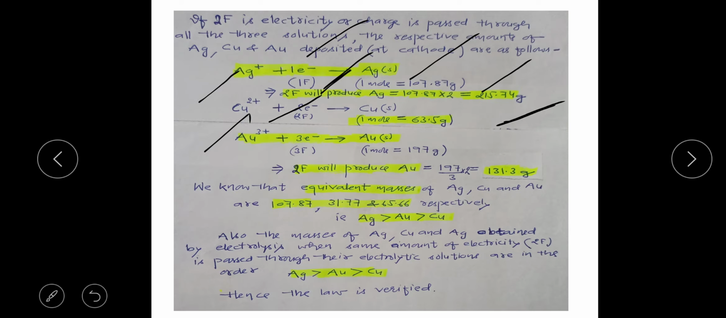Cu2+ needs 2 electrons to become Cu. It means for reduction of Cu2+ we need 2 electrons. So 2 farad in terms of moles, 2 farad electricity will produce 63.5 gram, that is 1 mole of copper.